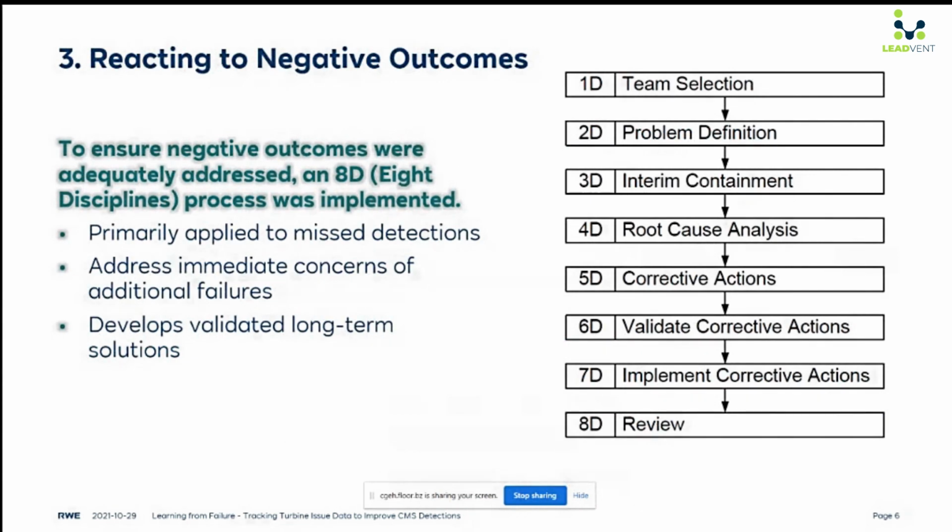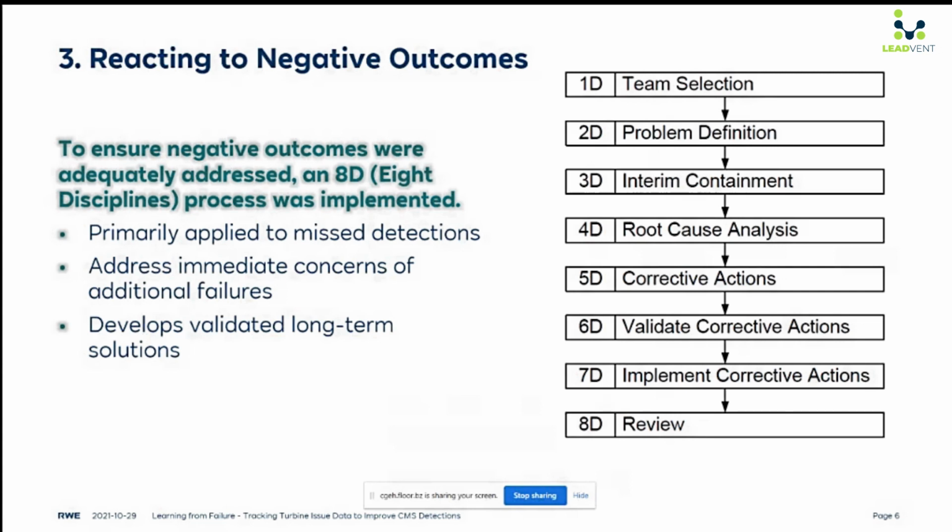The third improvement we made involves a reaction to negative outcomes from the confusion matrix. When issues are identified, specifically we focus on missed detections as they tend to be more costly. But really you could apply this to any negative outcome. We run an 8D or 8 disciplines process.